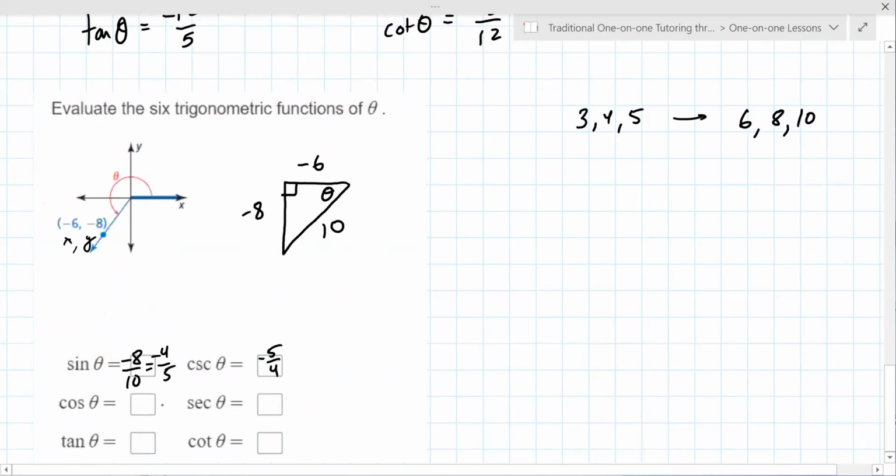Okay, and then the cosine of theta is the adjacent over the hypotenuse, and then you reduce. Secant is the flip of that, -5/3. Tangent is opposite over adjacent, so -8 over -6, and that becomes +4/3, and then cotangent is the reciprocal of that.